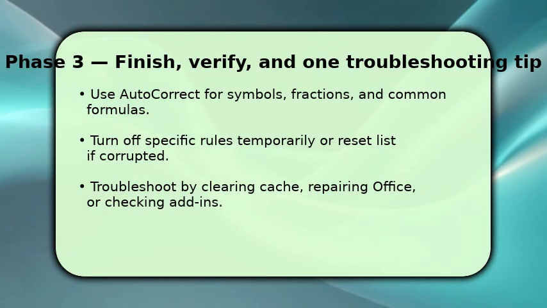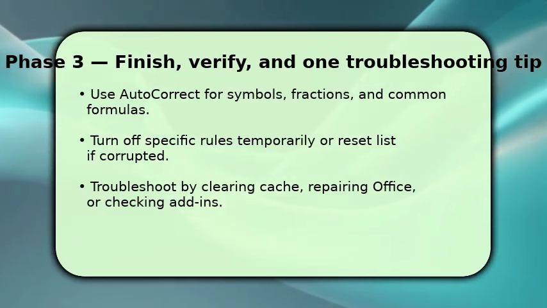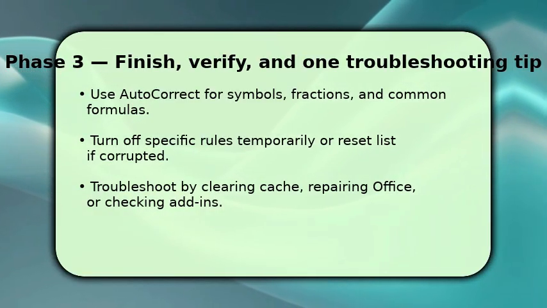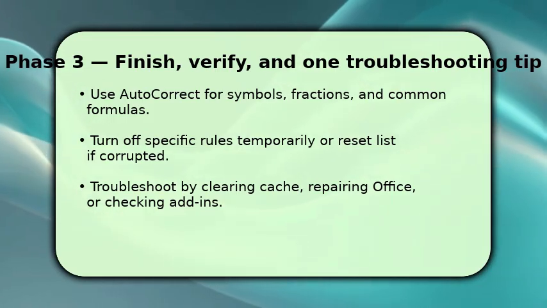Finish by applying advanced tricks. Add symbols like copyright, fractions, or repetitive formula snippets so you type less. If a rule misfires, disable that entry or undo it immediately. Make sure autocorrect is enabled under proofing.